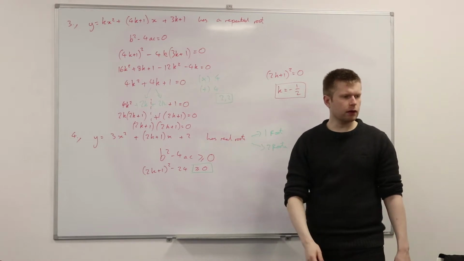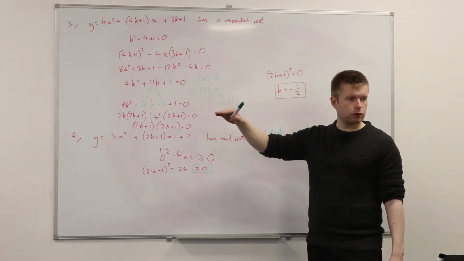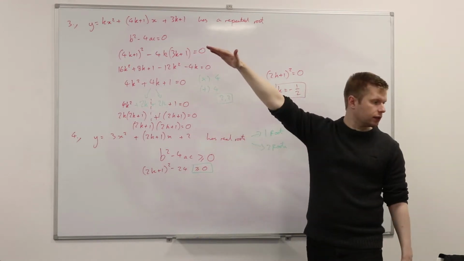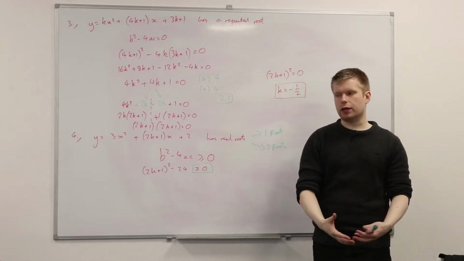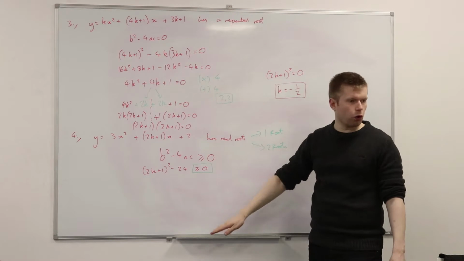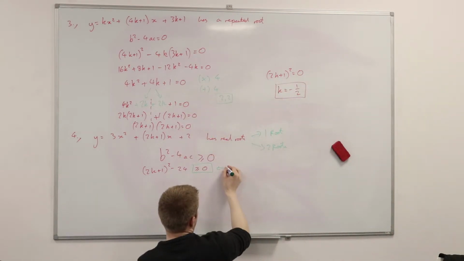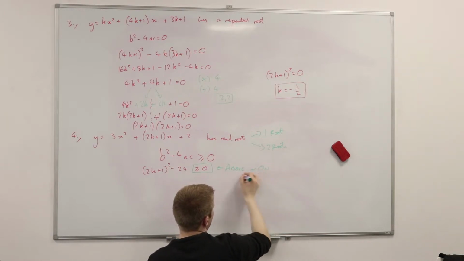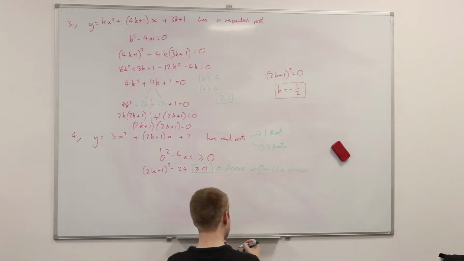What's the greater than bit again? It's got to be above. Yeah, so if it's greater than 0, we're saying it's got to be above the axis. If it's equal to 0, we're saying it's on the axis. If it's greater than or equal to 0, we're saying it's above or on the axis. Okay, so above or on the x-axis. Is that okay? Yeah? Okay, fine. So let's expand this out.